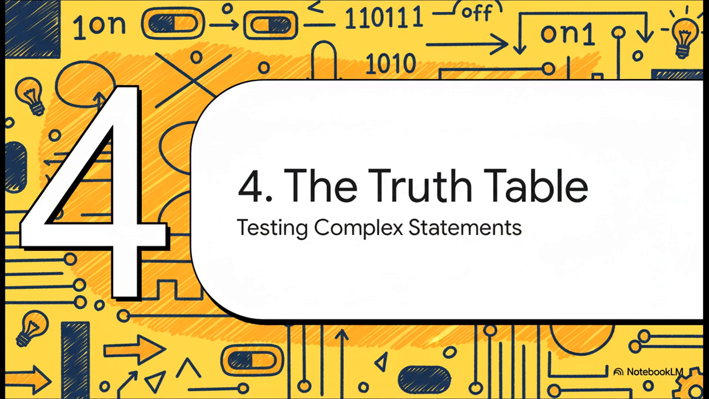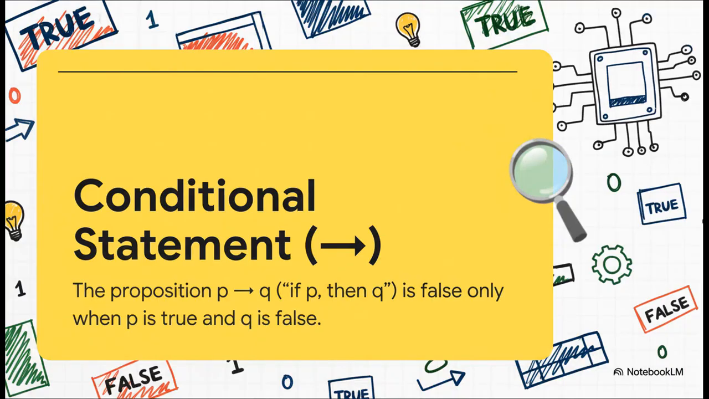Now let's put them together to build one of the most common and most powerful logical structures there is, the good old if-then statement. This is a conditional statement or an implication. We read P arrow Q as if P, then Q. Now P is our hypothesis and Q is our conclusion. And there is only one very specific situation where this whole statement is considered false, when the first part is true, but the second part is false.